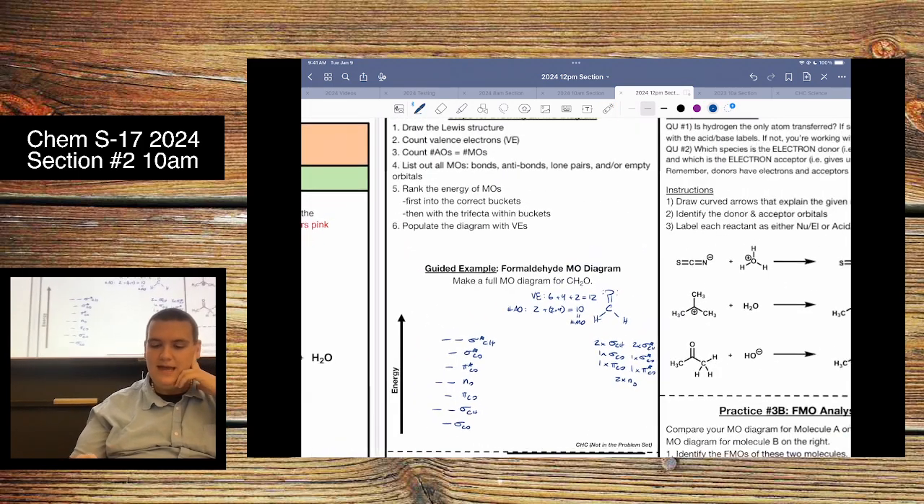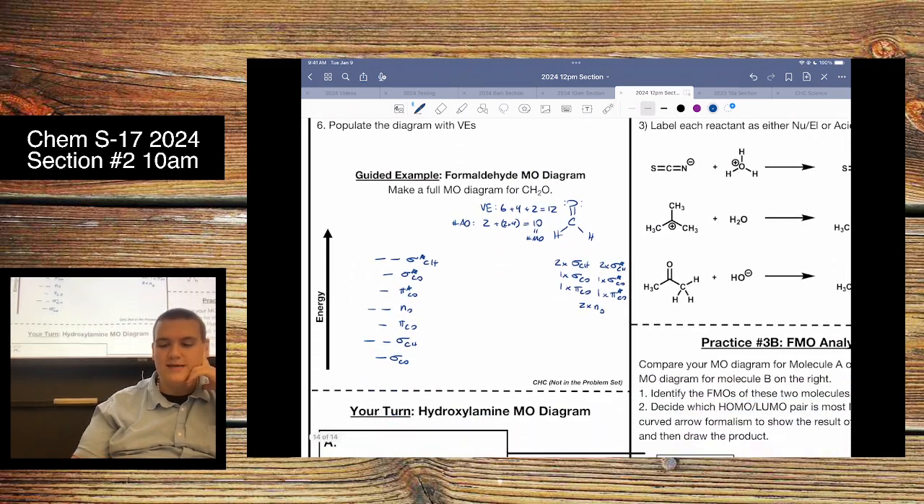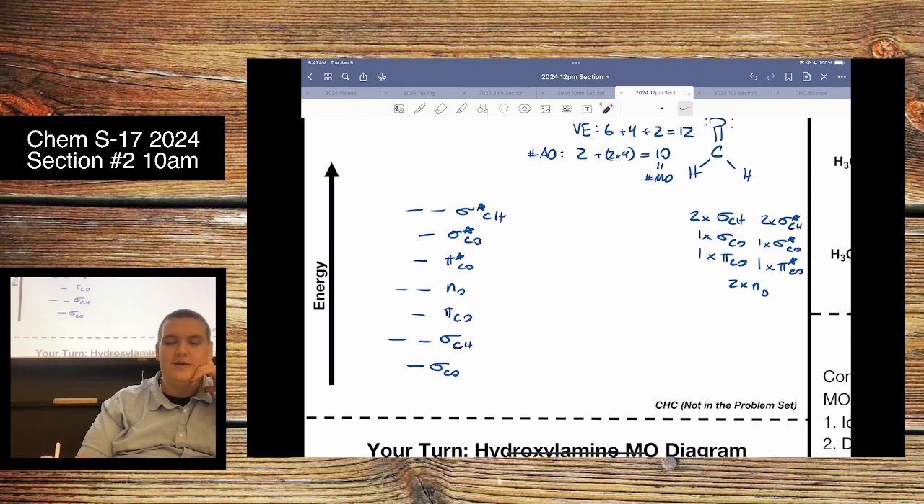Last step is we populate our diagram with our valence electrons. Well, we calculated at the beginning when we did our mathy steps that we have 12 electrons. So we put 1, 2, 3, 4, 5, 6, 7, 8, 9, 10, 11, 12. And we have built an MO diagram.